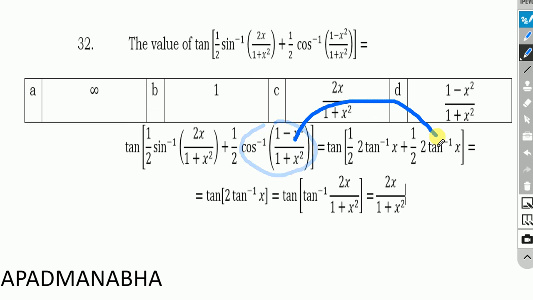So I have tan inverse x plus tan inverse of x, which is tan of 2 tan inverse x. But 2 tan inverse x is tan inverse of 2x by 1 plus x square. But tan of tan inverse x is x, so tan of tan inverse of 2x by 1 plus x square is nothing but 2x by 1 plus x square, which is in option C.